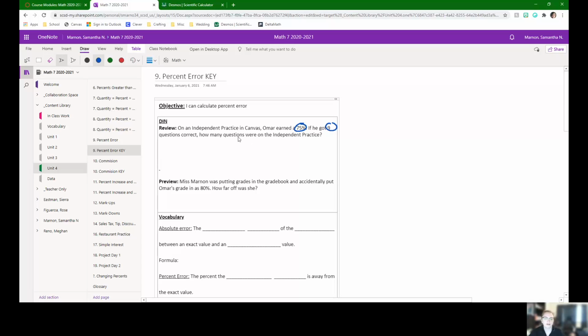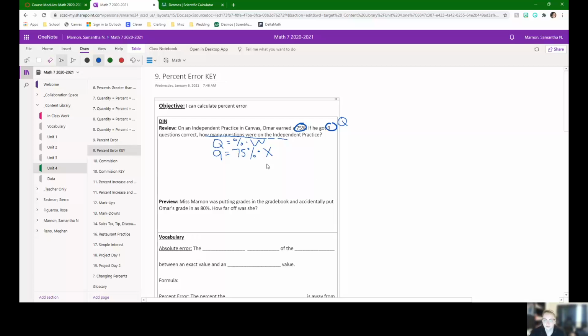The first thing I'm going to do is I always know I'm going to be using quantity equals percent times whole on just about every percent question we're going to be doing. So he earned a 75%. That's going to be our percent. That one's always easy to get the percent sign next to it. He got 9 questions correct, but we don't know how many questions were on the whole thing. So this is our quantity. Our whole is what we don't know. So my quantity is 9, my percent is 75%, and my whole is what I don't know, so that's going to be my mystery number X.